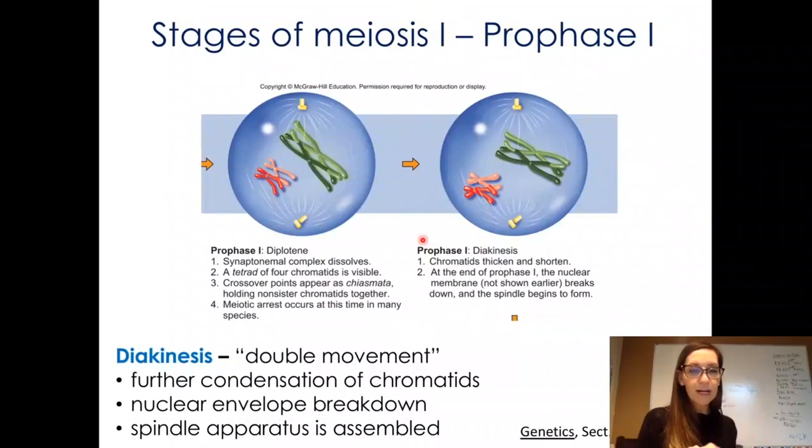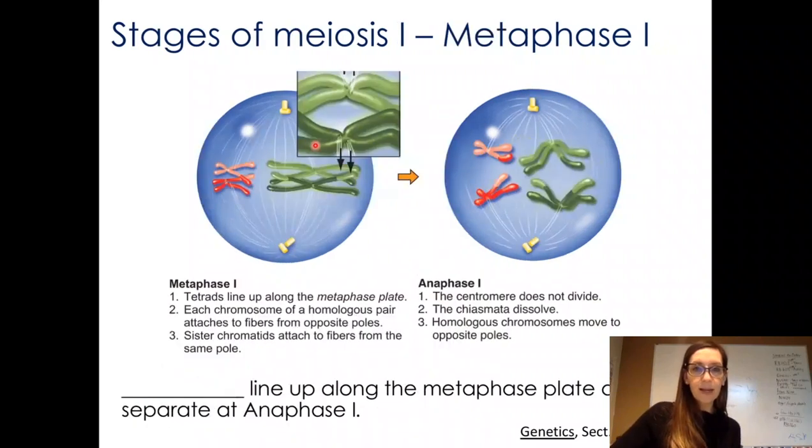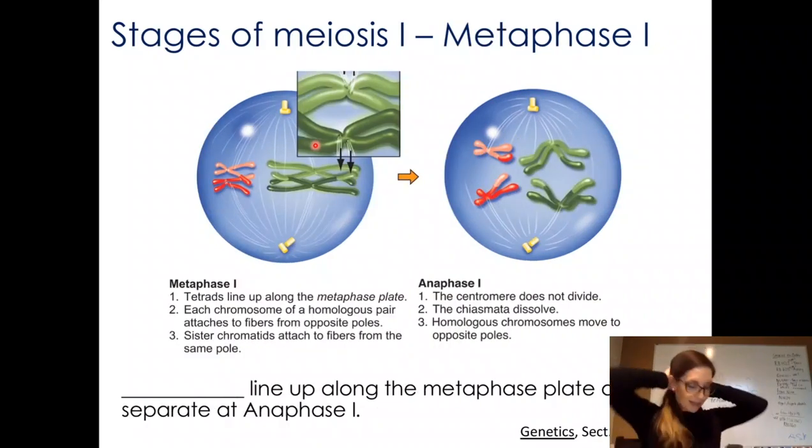Okay, so we've got our chiasmata. Next stage is called diakinesis. You know, kinesis is movement, so dia is double movement. You get further condensation here of the chromatids. This is where we see the late stage prophase events happening. We see breakdown of the nuclear envelope. We see the formation of the spindle apparatus, so we actually begin to see these microtubules emanating out at this point. Okay. And then we move into the next stage here.